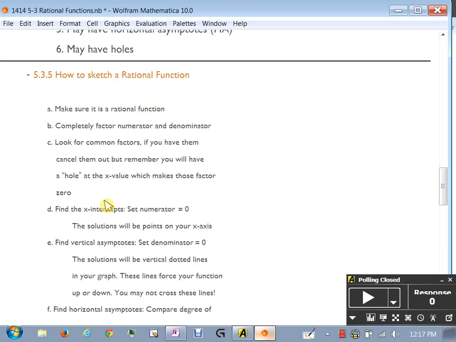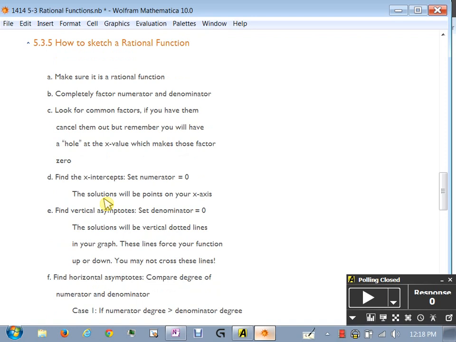I don't know what the book does about this. This is my set of steps. I've been doing these for years. So if you go to the book, you're not going to find these steps. All right, first of all, step A, what we've always done, make sure you're looking at a rational function. Step B, completely factor the numerator and denominator.